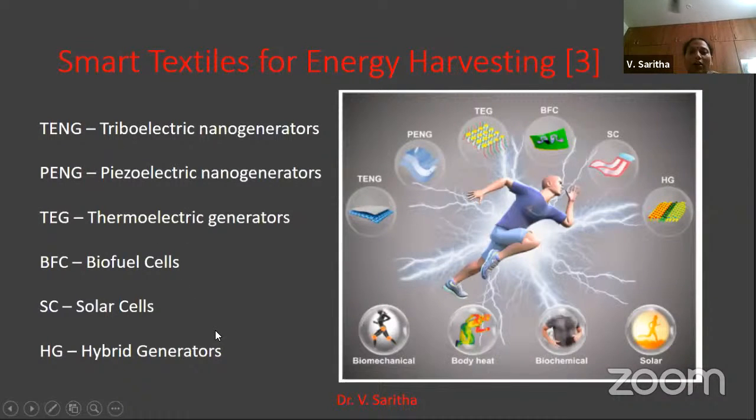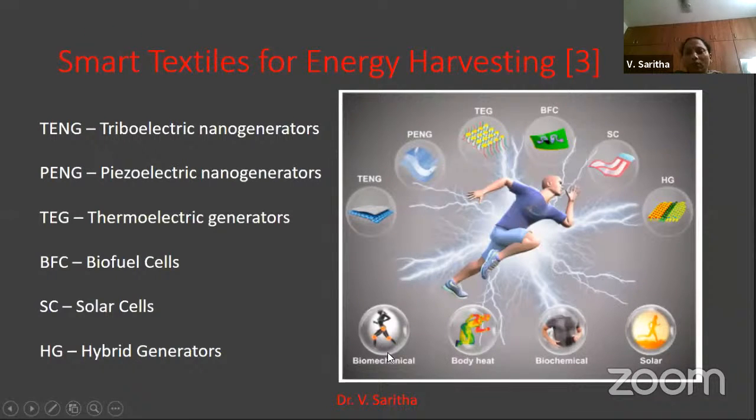Yeah, this is the one I told you before, energy harvesting. How are we going to supply the power to the electrical equipment or any equipment we are incorporating into the textile? There are 5 different ways: biomechanical, body heat, biochemical, and solar power. And hybrid power also is there.